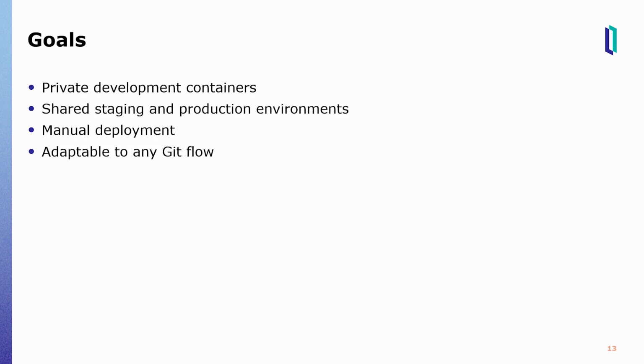Now, speaking of deployment, I want to click a button to deploy manually. For this workflow, I don't want to get fancy with some continuous deployment or webhooks or something like that. I want to keep it really simple. And then finally, I want this workflow to be adaptable to any Git flow. There are a bunch of different ones, and each team is going to have their own different preferences.